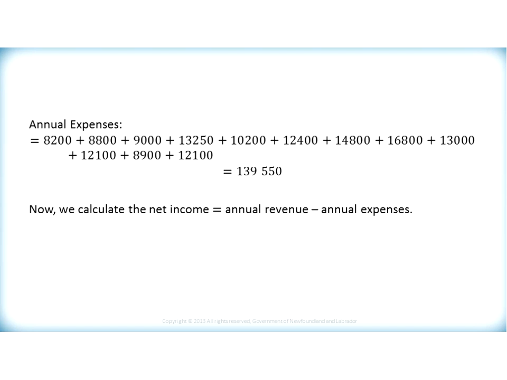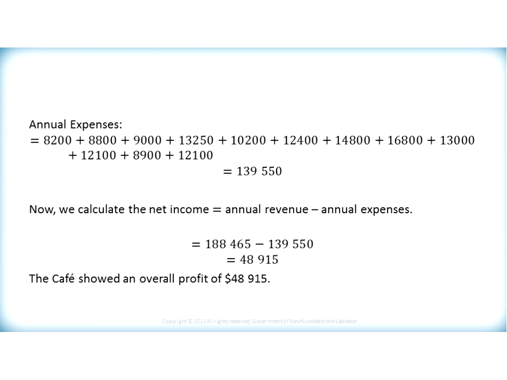So to calculate the net income for the year, we take the annual revenue and subtract from it the annual expenses. $188,465 minus $139,550 gives a total net income of $48,915. So the cafe showed an overall profit of $48,915 for the year.